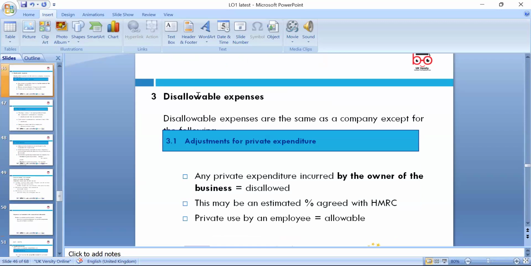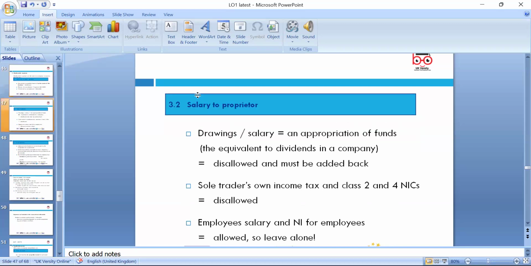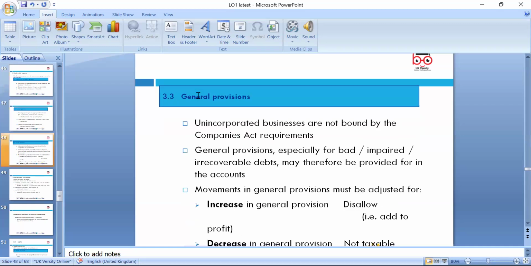Disallowable adjustments: private expenses, the owner's estimate agreed with HMRC for private use, and implied. Allowable: the salaries to the proprietors, of course drawings, which we can look around. NI class 2 and class 4, the trader's own income tax, and class 2 and class 4 are disallowed, and implied salaries and NI are allowed, so we leave alone.